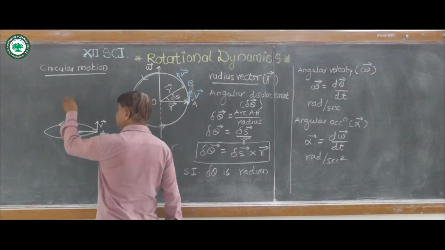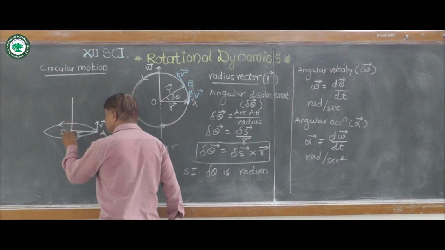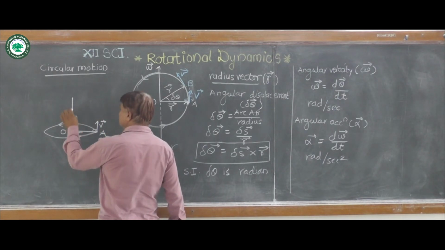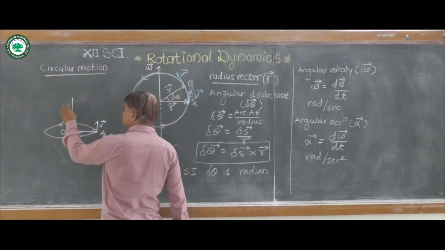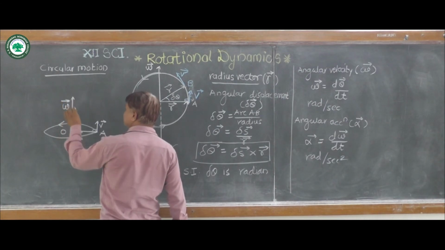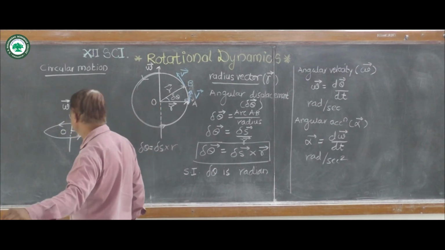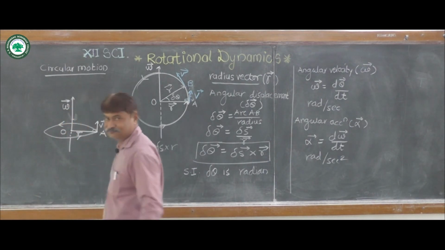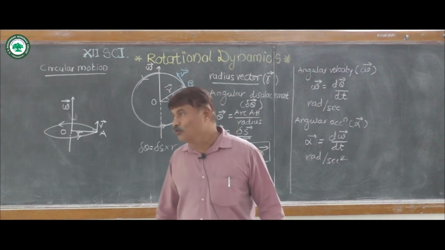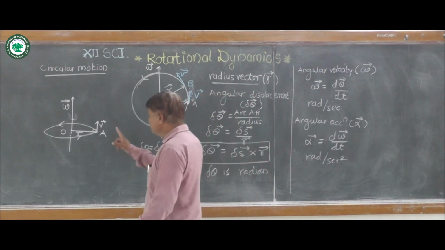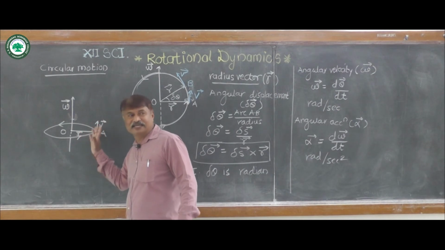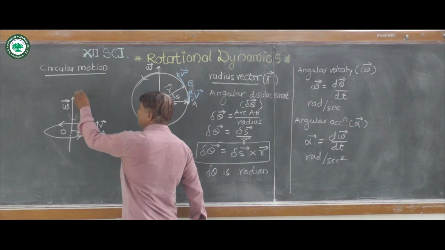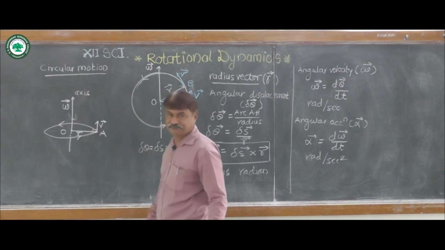Now, this is the axis passing through the center O, and omega bar is the angular velocity along the axis. This is the direction of omega bar. We know that V bar and R bar lie in the same plane, while omega bar is along the axis.